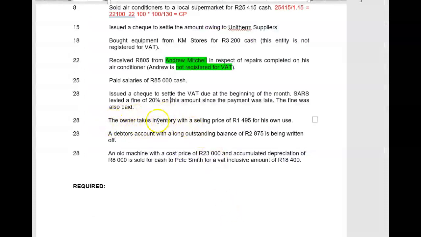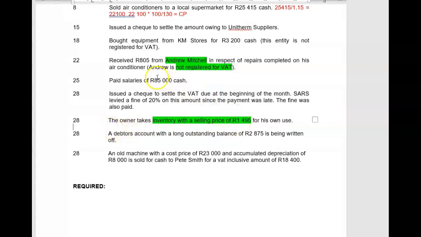The owner takes inventory with a selling price of 1,495 for his own use. Now, the first thing that we are interested in is that we don't have the inventory on hand to sell anymore. Inventory is shown in our books not at sales prices, but at cost prices.